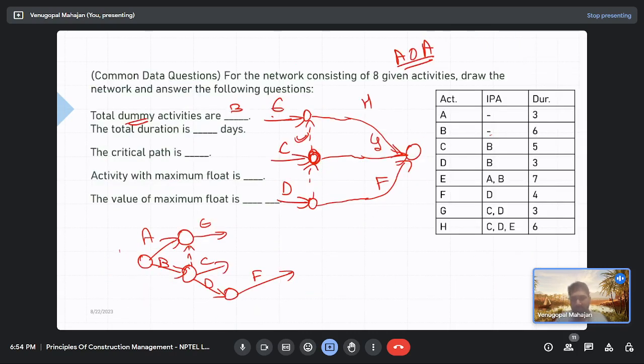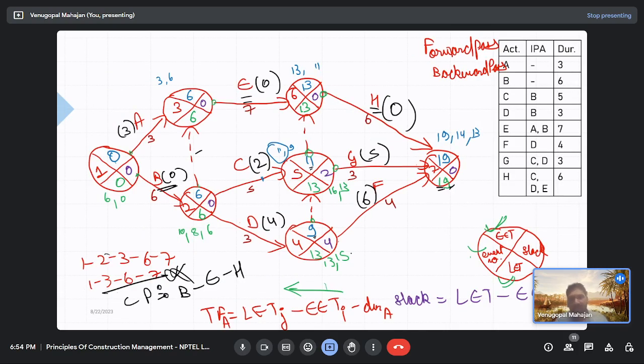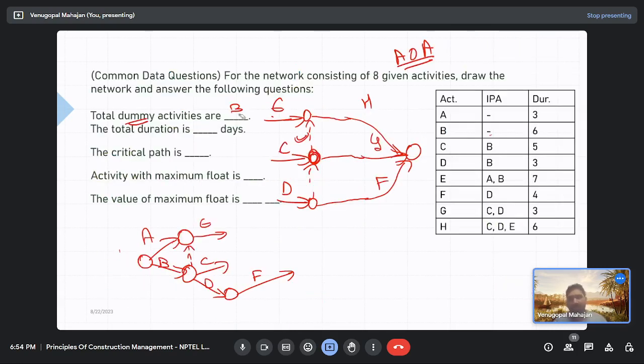So let's answer our questions now. Which is the activity with maximum float? Activity F with float 6, right? So let's write it. Total number of dummy activity is 3. Total duration is 19 days. Critical path is what? B, E, H, right? That was our critical path. Activity maximum float is F, and value of maximum float is 6, and unit is days. Okay.